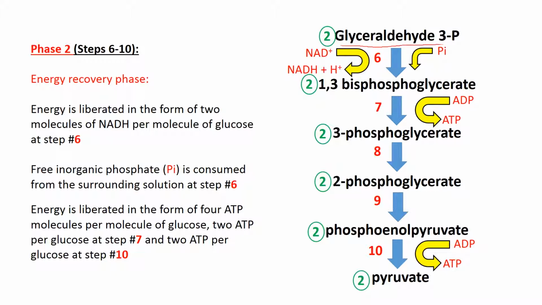This glyceraldehyde 3-phosphate is energetic enough and reduced enough such that when it loses electrons to the NAD, 2 of them, there's sufficient energy released in this reaction to take an inorganic phosphate and attach it to the molecule, resulting in the 1,3-bisphosphoglycerate.